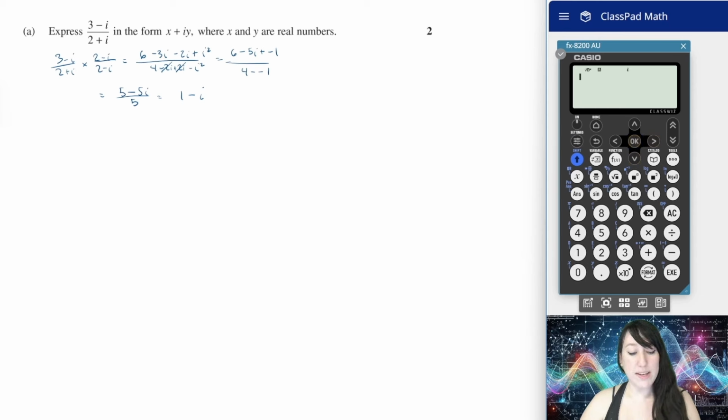Now, we wanted to express (3 minus i) over (2 plus i) as one complex number. So we can put in a fraction and type in 3 minus i. You'll see pi above the 7, e above the 8, and i above 9. So if we do shift 9, we'll have 3 minus i in the numerator. Then in the denominator, we'll put 2 plus i. And you can see that we got 1 minus i. So that helps us have confidence in our answer.